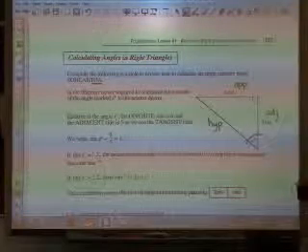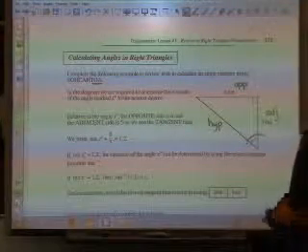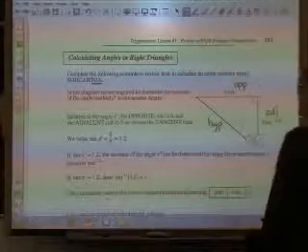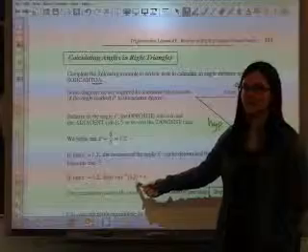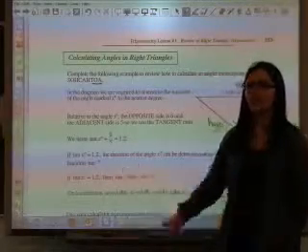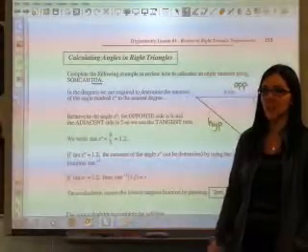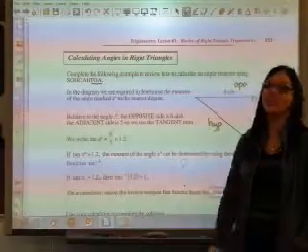If I want to work backwards, and I want to go from the ratio to the angle, I use the tan inverse. So I use tan inverse when I'm trying to find the angle. I use tan when I'm given the angle.